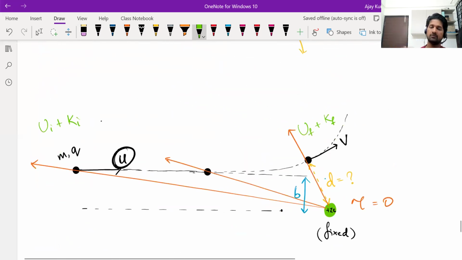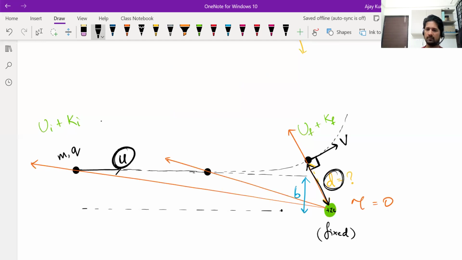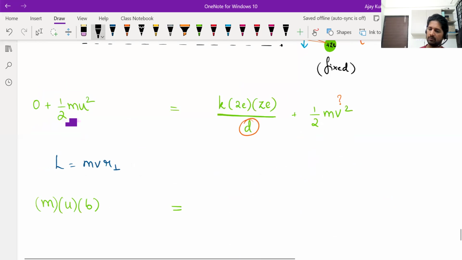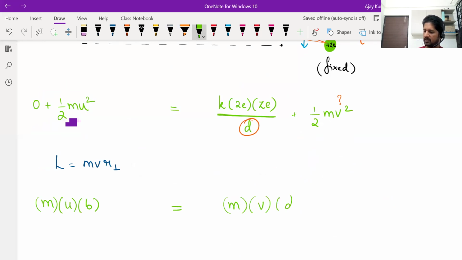Now consider the angular momentum when the alpha particle is closest to the nucleus. When it is closest, its velocity will be perpendicular to the line connecting them. That is when it is closest. So at that instant, the perpendicular distance from the nucleus to the line of action of velocity will be d itself, the distance we are looking for. So the final angular momentum can be taken as m, the unknown speed v, multiplied with d. That's all. Now we have two equations involving v and d. So we can solve.